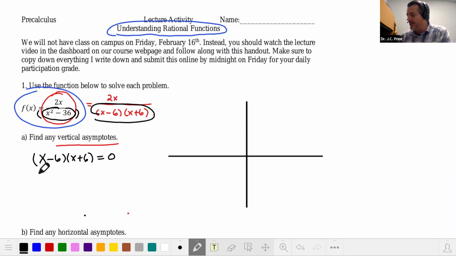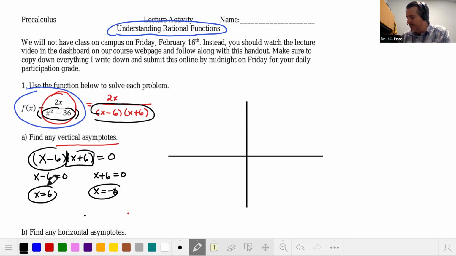And then after that, you can kind of do what you like. I like to then say, you know, you have this times that equal to 0. So that means this equals 0 or that equals 0. And so that means either x equals 6. You add 6 to both sides here. Or x equals negative 6. You subtract 6 from both sides. And so we get these two answers.